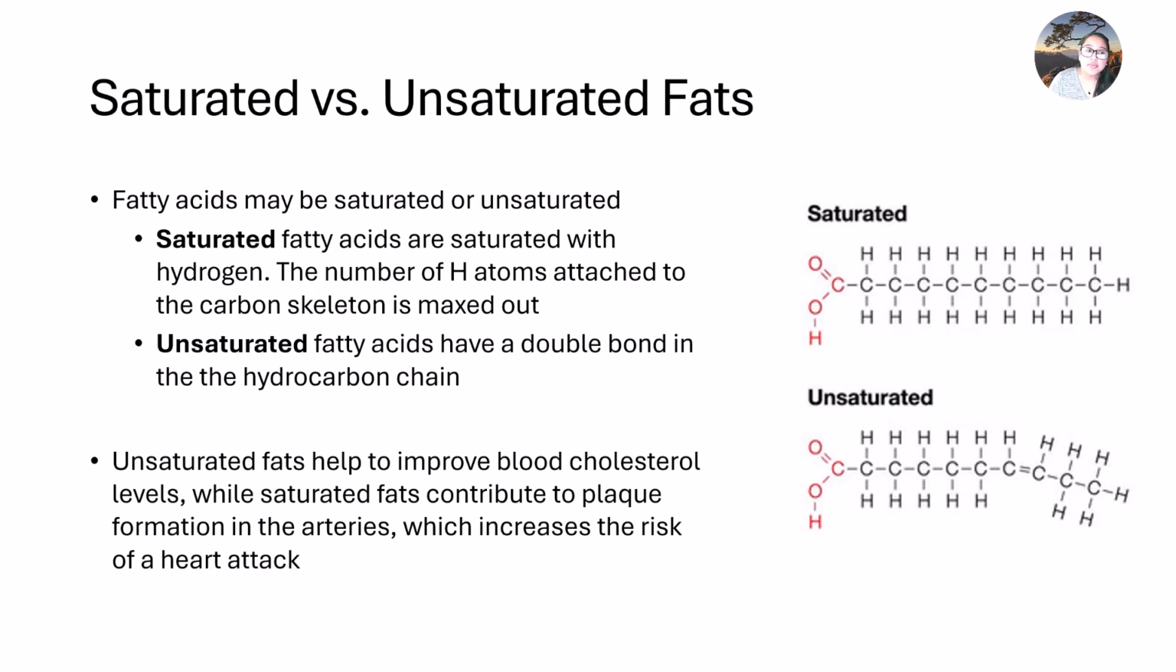This is important because unsaturated fats help improve blood cholesterol levels, while saturated fats contribute to plaque formation in the arteries and increase the risk of a heart attack. So in other words, unsaturated fats good, saturated fats bad. When you read the nutrition label, I think it'll usually list the saturated fats, because they have to disclose how much saturated fat is in there for you to make your decision on whether this is the best thing for me to eat.